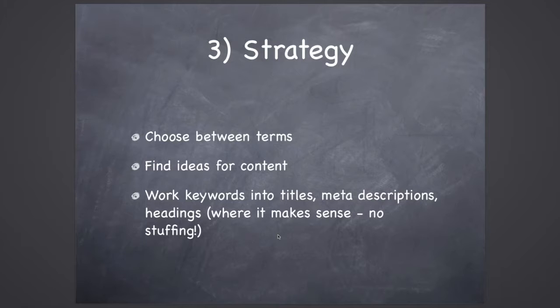Okay, number three, strategy. So keyword research, you might use it to choose between terms. For example, I have a client who helps people with fertility. And so do people search for fertility issues or infertility? So we can do a little bit of research and find out which is the better term to use. And then another way you can use it is to find ideas for content. For example, you can see related searches and get some great ideas for blog posts that you want to write.